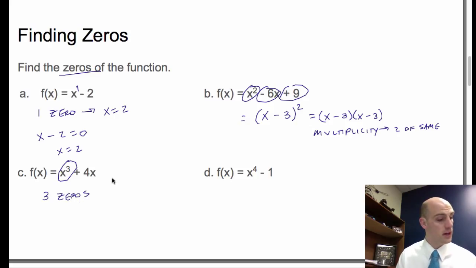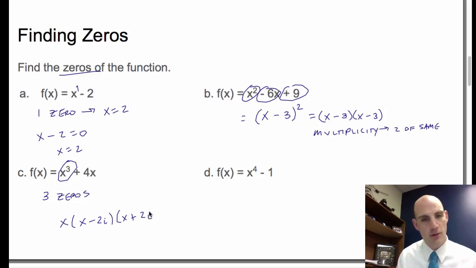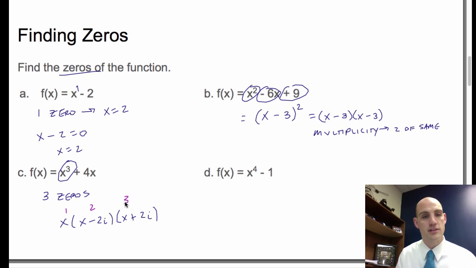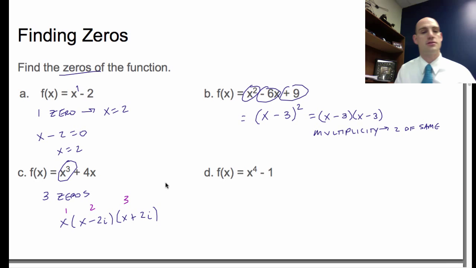In this one, we'd have 3 zeros. What this one would look like is, I would factor out an x, and then I'd have x squared plus 4, so I'd have x minus 2i and x plus 2i. We're not really super concerned about how to find this. We'll look at that in a minute, but we've already looked at it in previous chapters. But this is a possibility. So here are my 3 zeros, 1, 2, 3. Any of those could be set equal to 0.